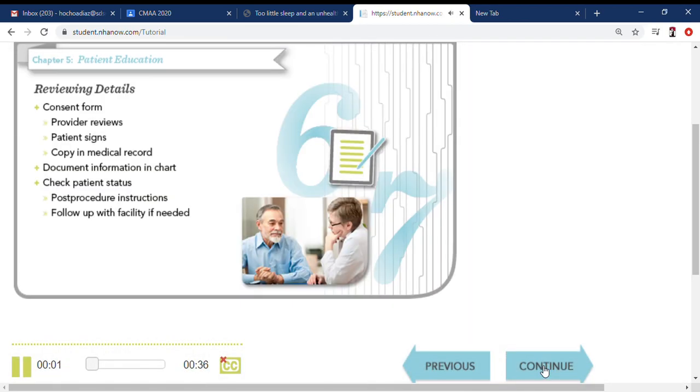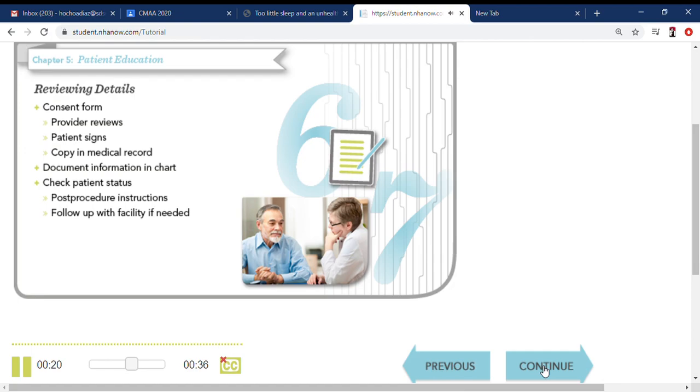Number 6. Have the provider review the consent form with the patient. The patient needs to sign the consent form. Put a copy in his medical record. This process validates that the patient understands the risks, benefits, and alternatives to the procedure.